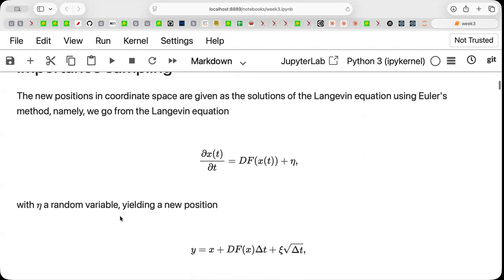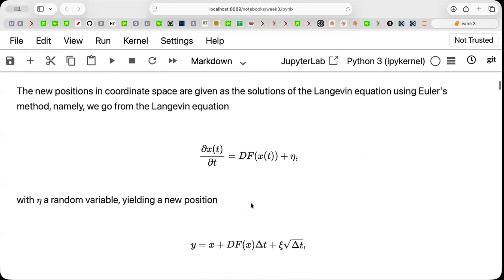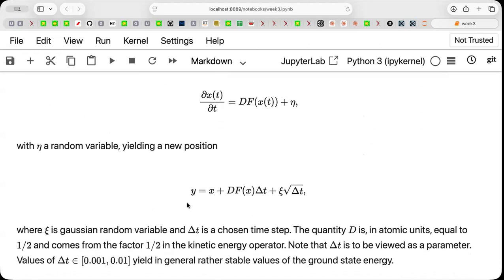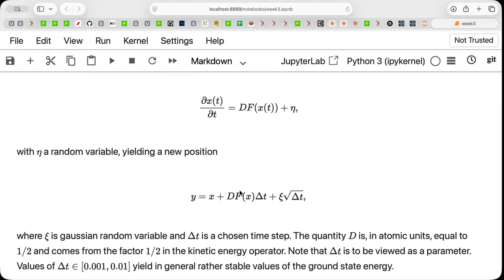So with a new random variable, when you integrate up this equation, and I'm just stating the answer here, we can define a new position x in terms of the previous x, which now includes this force, the drift term, multiplied with a step size. What we are using here is just the simplest possible way of updating the points by solving this differential equation. We will then simply keep the first derivative.